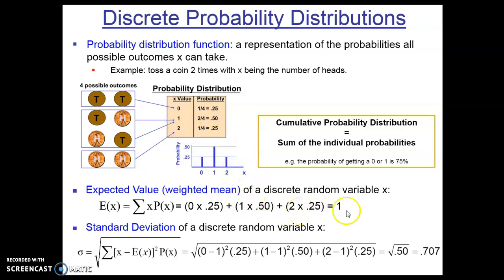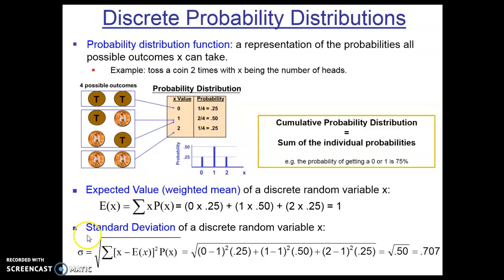And we add these together and we get 1, which means based on this distribution, the expected value, weighted mean, is actually 1, which should make sense because what of these three outcomes is most likely? Well, 1 has a 50% probability, so it is the expected value.